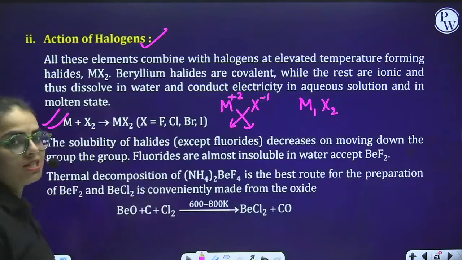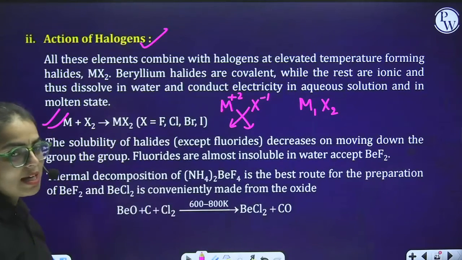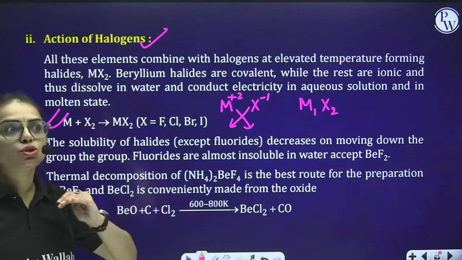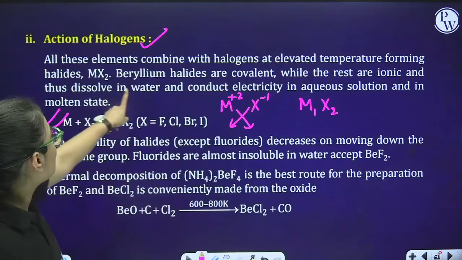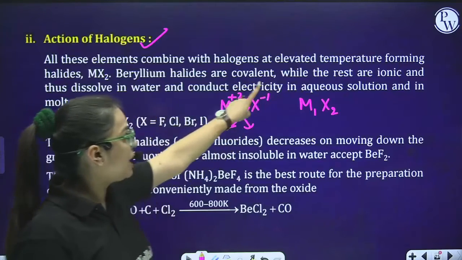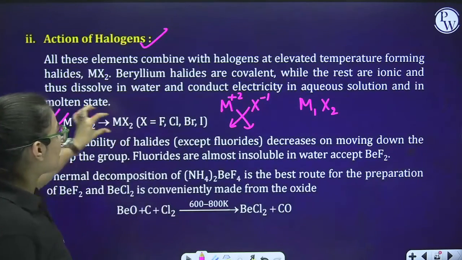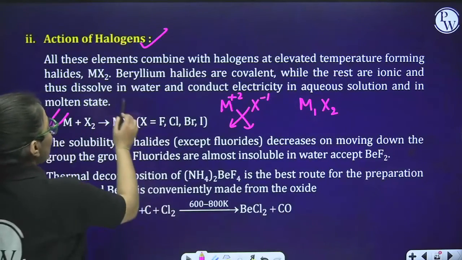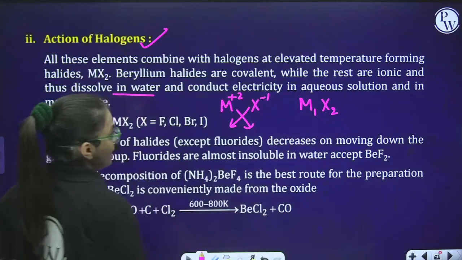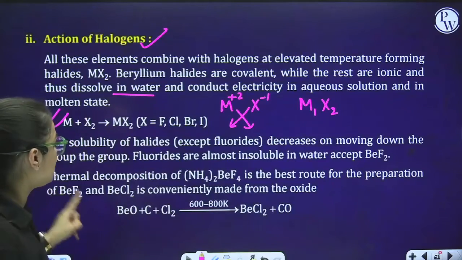Moreover, students, let me tell you a very interesting part: the compounds of beryllium with halogens are so difficult to form that we need to do a certain reaction. Basically, beryllium halides are covalent while the rest are ionic. Okay, that's why you can easily draw the compound. Moreover, the ionic compounds can dissolve in water and conduct electricity in aqueous solution and in molten state.